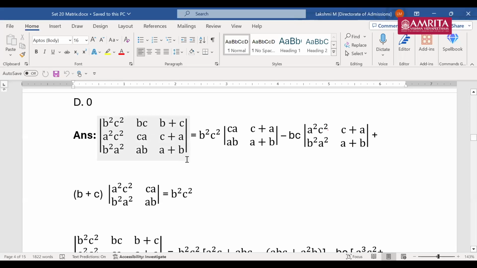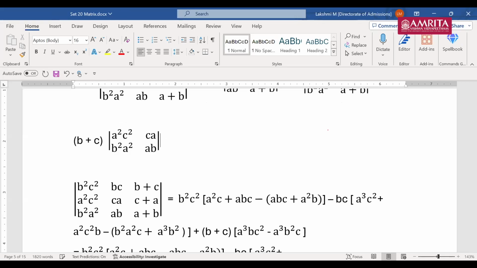First term, it's CA into A plus B minus C plus A into AB, and BC into A square C square into A plus B minus B square A square into C plus A plus B plus C into A square C square into AB minus C into B square A square. The same thing that you could do.